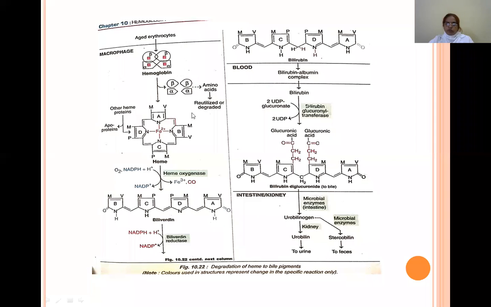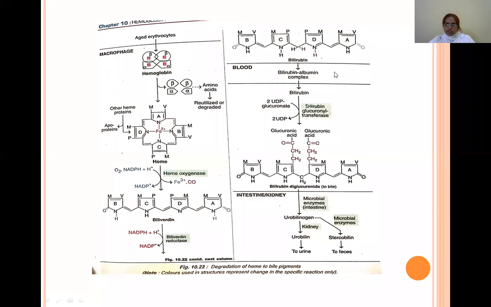C and D produce the bilirubin. Now the formation of the bilirubin albumin complex. The bilirubin enters into the plasma. Here it binds with the albumin to form the bilirubin albumin complex. Actually, albumin contains two sites, a high affinity site and a low affinity site.